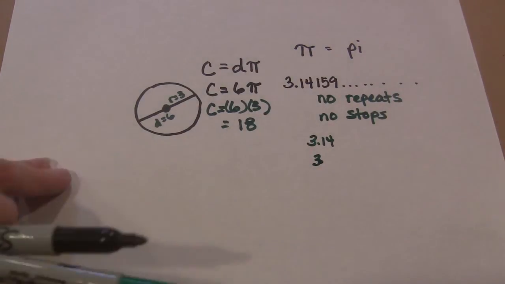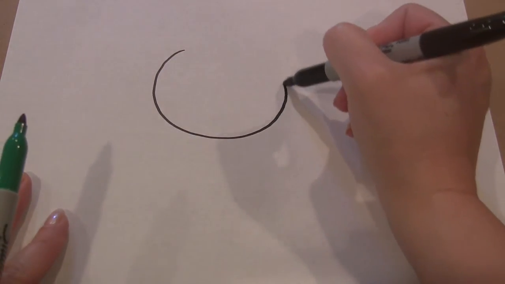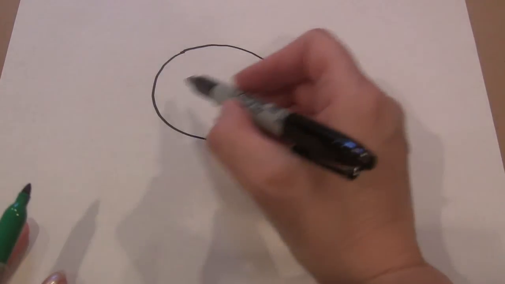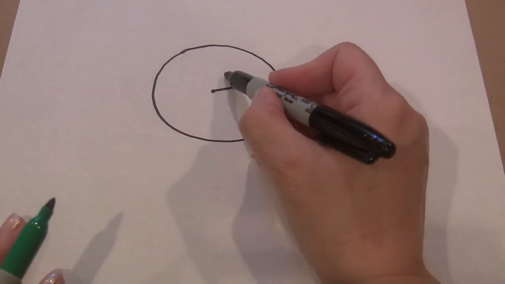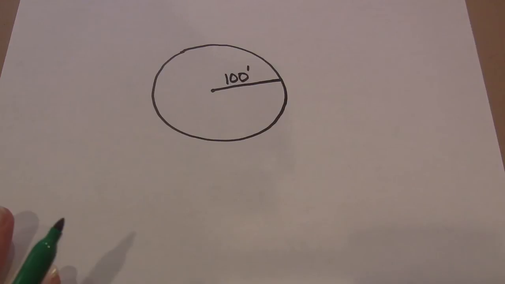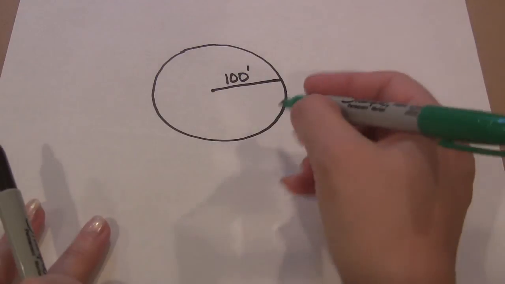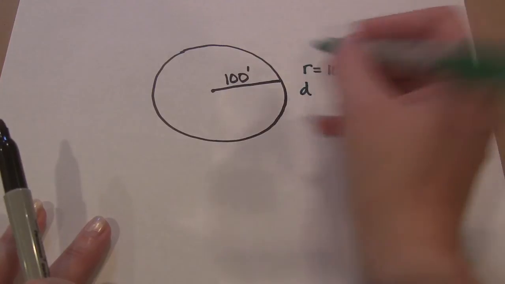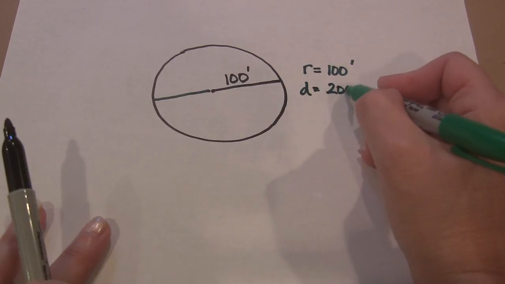Let's do another one, just to make sure you've got it. If I told you that we had a big old circle, maybe the dome of a cathedral or something, and it was going to measure with a radius of 100 feet. What is the diameter? And then what is the circumference? Well, if the radius equals 100 feet, then the diameter is going to be twice that, right? So the diameter is going to be 200 feet.